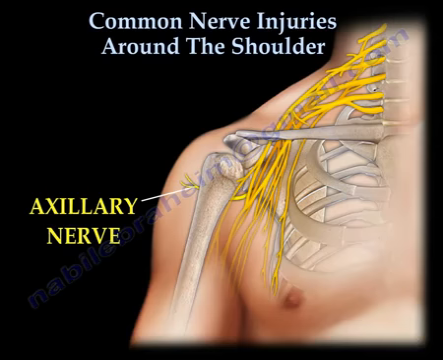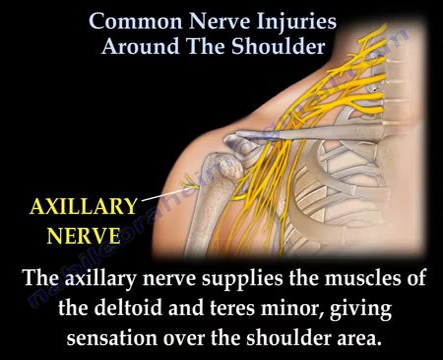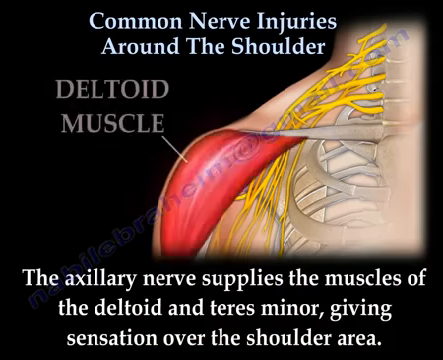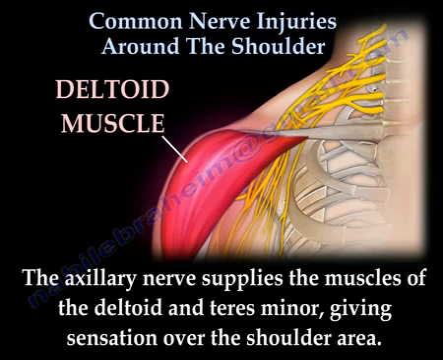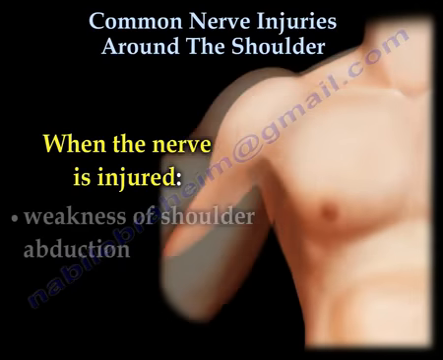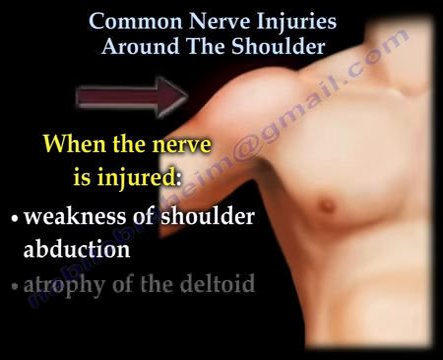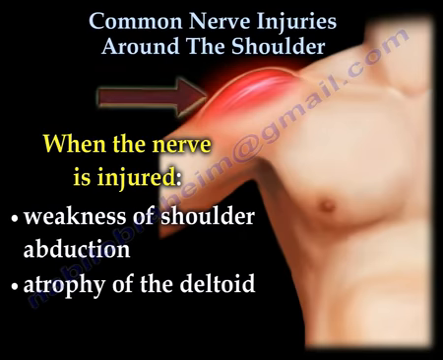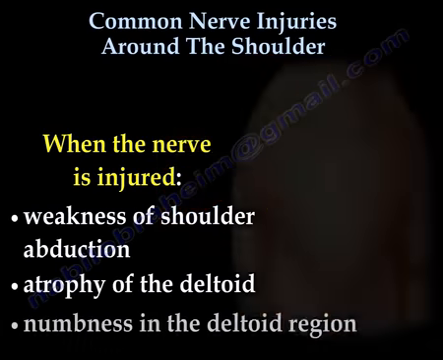The axillary nerve supplies the deltoid and teres minor muscles and gives sensation over the shoulder area. When the nerve is injured, there will be weakness of shoulder abduction, atrophy of the deltoid muscle, and numbness in the deltoid region.